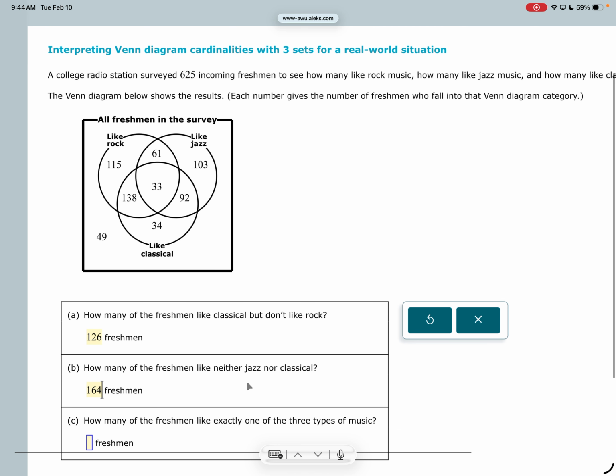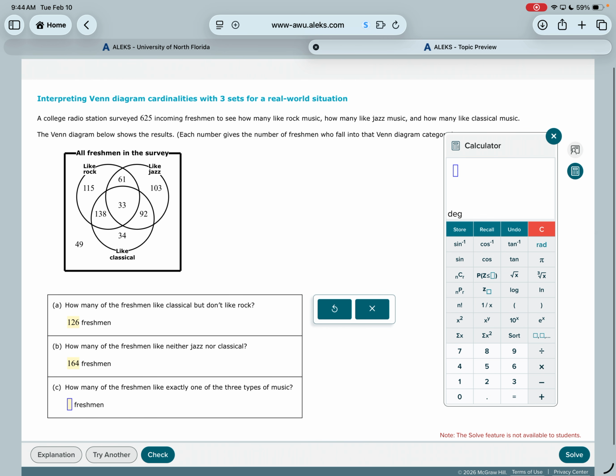How many of the freshmen like exactly one of the three types of music? Okay. So when it says exactly one or only, you're picking the one that's only in rock, only in jazz, only in classical. So now I got to add all those up. 115 plus 34 plus 103. And I get my answer of 252.